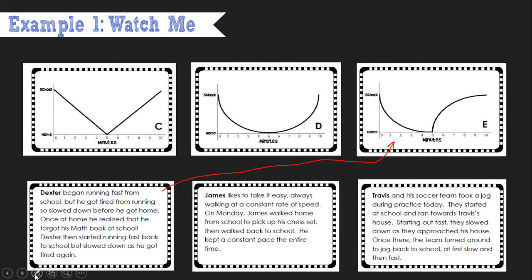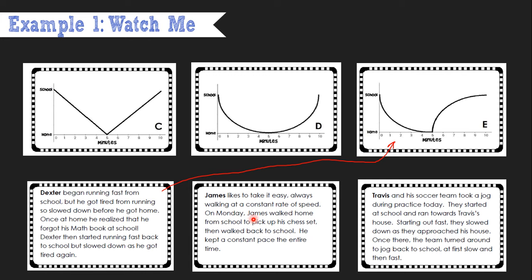Now, James, this second point here: James likes to take it easy, always walking at a constant rate of speed. So he's walking at a constant rate. If we have a constant rate, there's no variation of speed. I'm going the same, so I'm not going to have any curve to my graph. Whenever they talk about having a constant rate, I know that I'm going to have a straight line. It's going to be linear. A constant speed means I have a linear function. If I have something that's changing, I'm going to have a nonlinear function, which would be either quadratic or exponential.